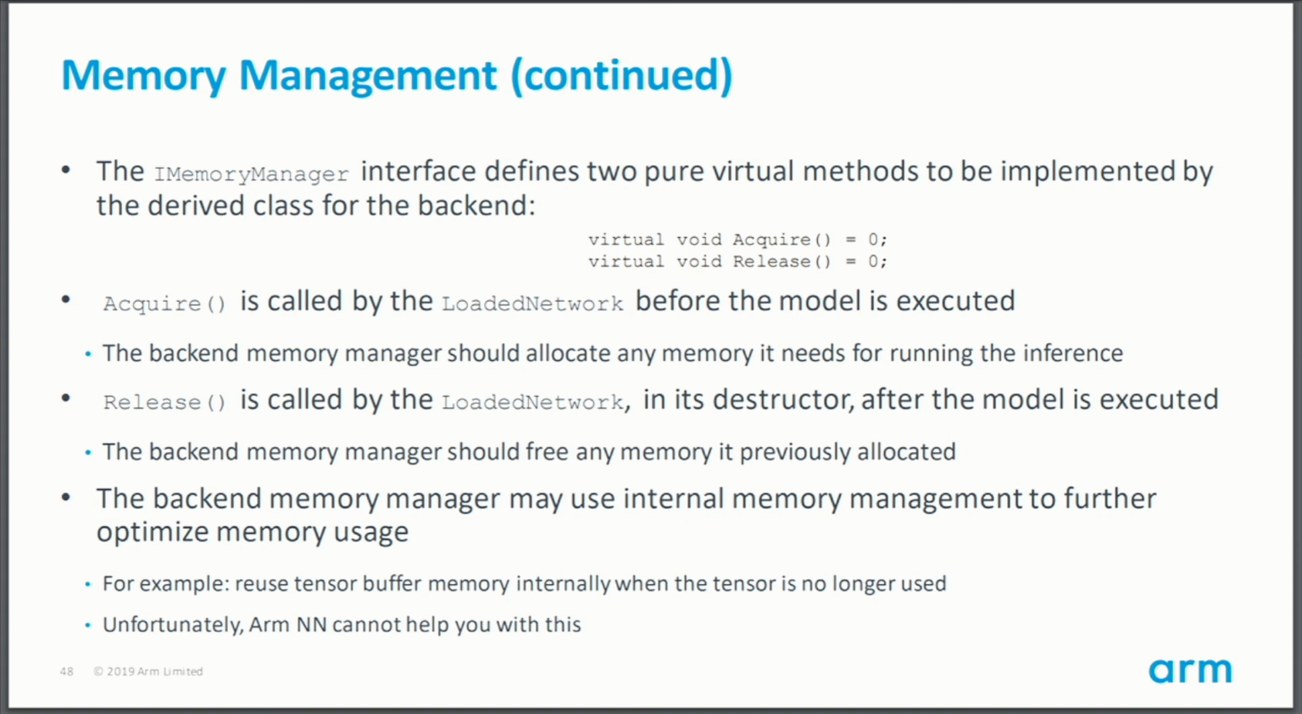I would recommend you have further internal memory management to optimize memory usage built into your own memory manager. For example, you might want to reuse tensor buffer memory internally when tensors are no longer used within the subgraph that you're given. And unfortunately, Arm NN can't help you with that. Although we do these things in our own backends for the OpenCL and Neon backends.